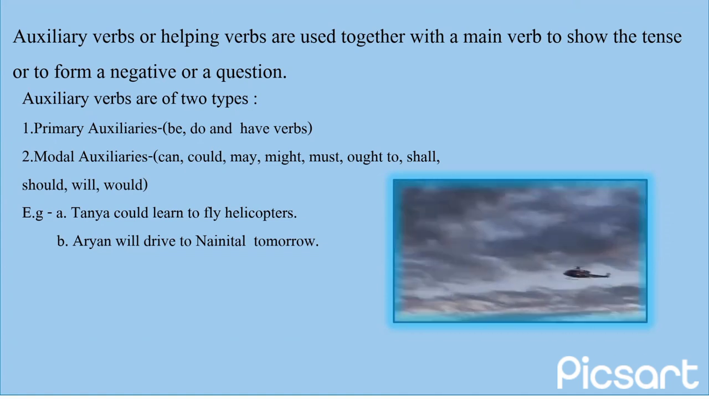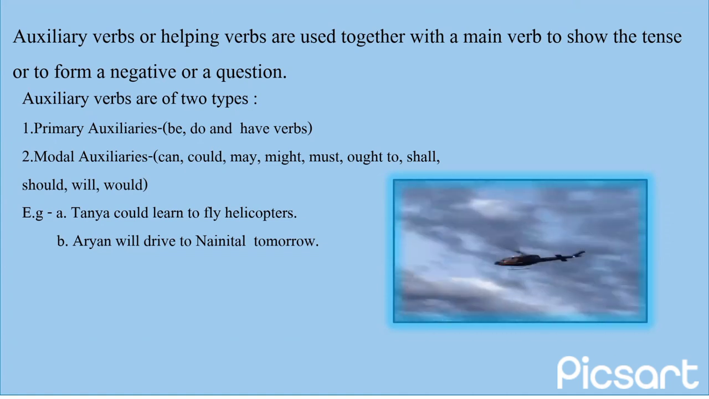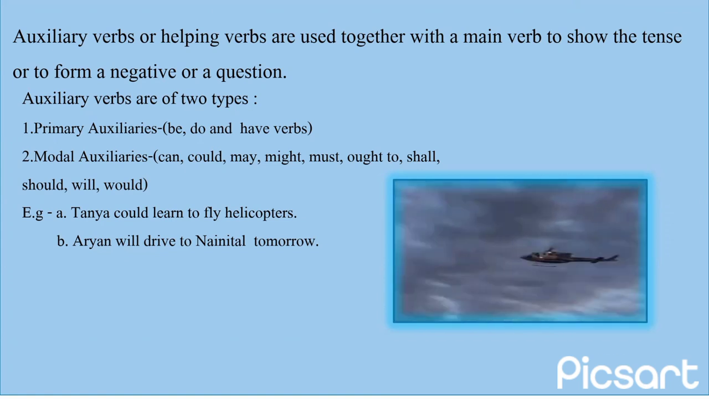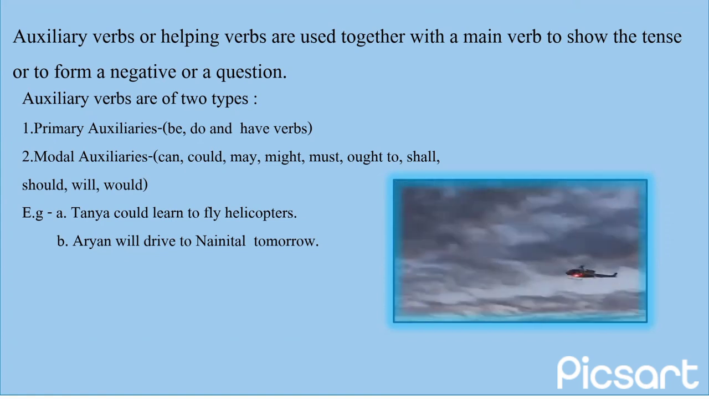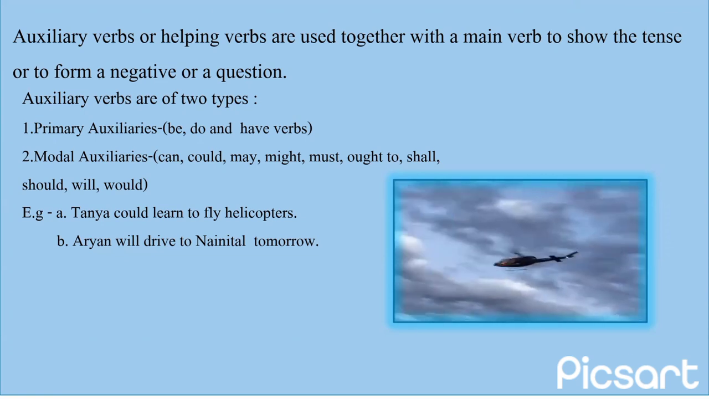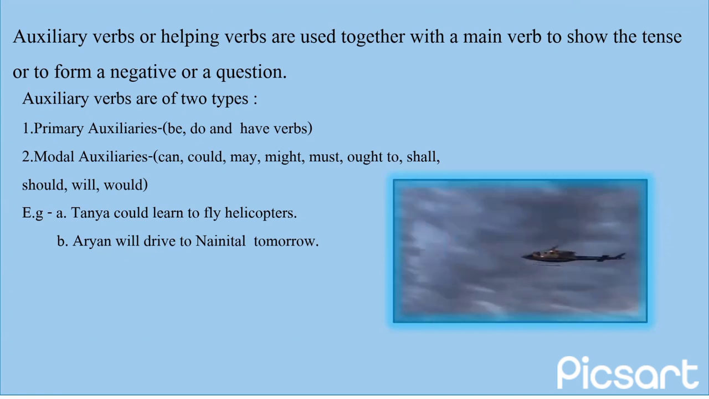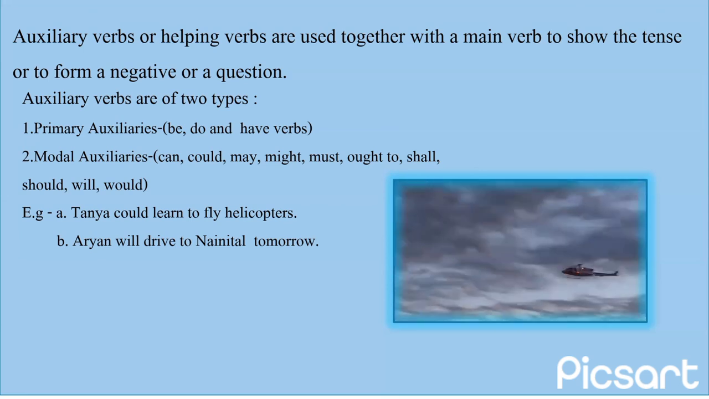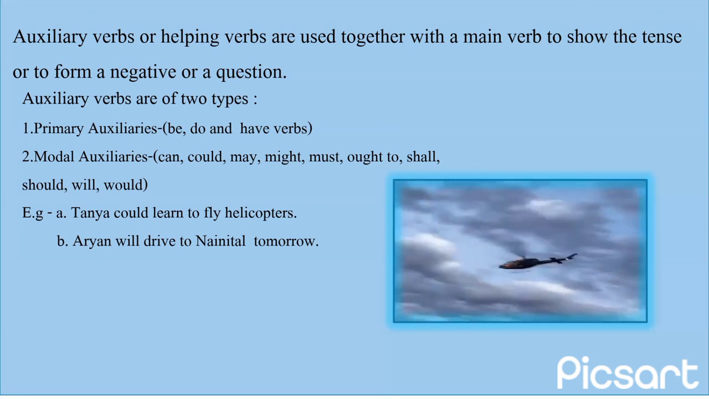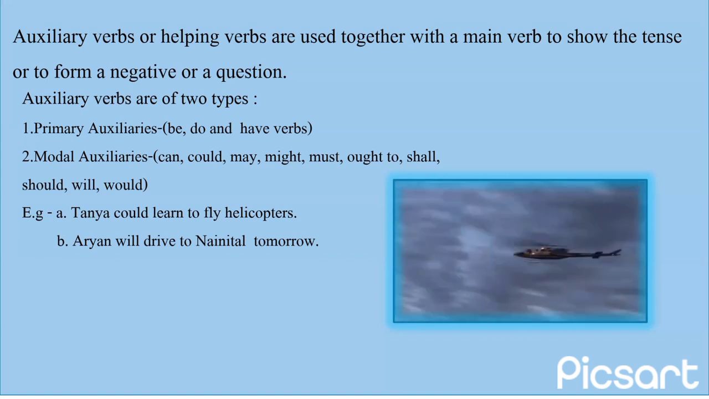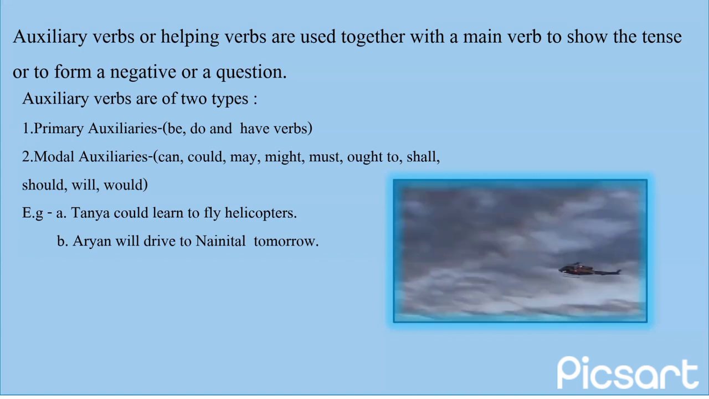And the second one is modal auxiliaries. These are used to express abilities, possibilities, permissions, and obligations. Modal auxiliaries include can, could, may, might, must, ought to, shall, should, will, and would. And there are examples also. Tanya could learn to fly helicopters. Could helps the main verb learn. And in the second, Aryan will drive to Nainital tomorrow. Will helps the main verb.